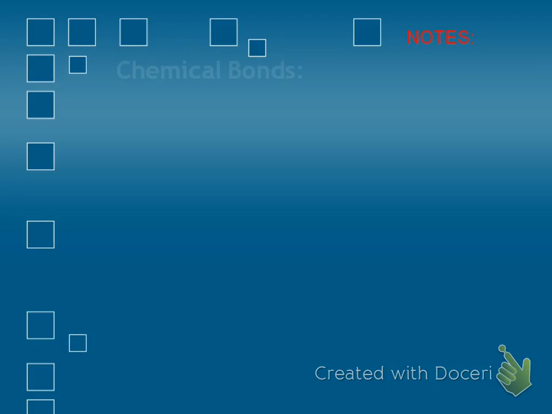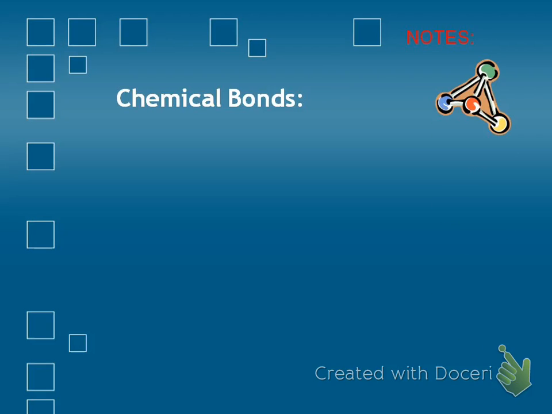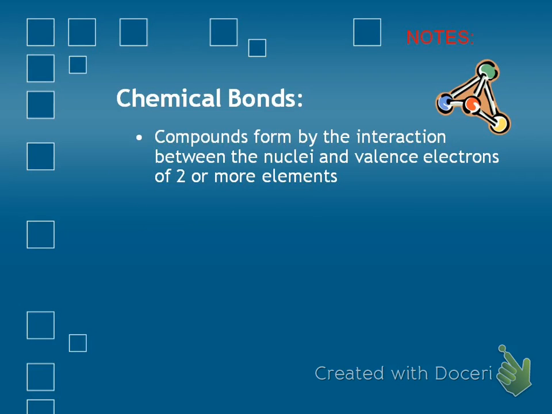So if you'll look at the outline I gave you, this is called chemical bonds. And a bond is any time something is bound together or connected. So we're going to talk about how things are chemically bound. And so compounds form when the nuclei and the valence electrons, and valence means outer level. So if you remember that group name, 1A, 2A, 3A, 4A, 5A, 6A, 7A, 8A, that tells you the outer level or the valence electrons.